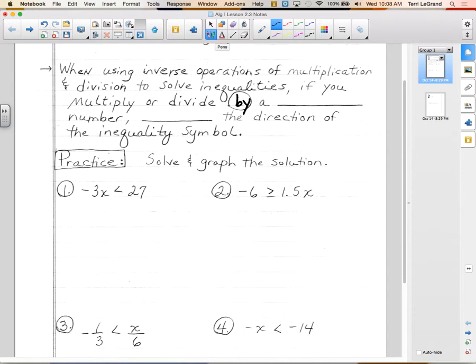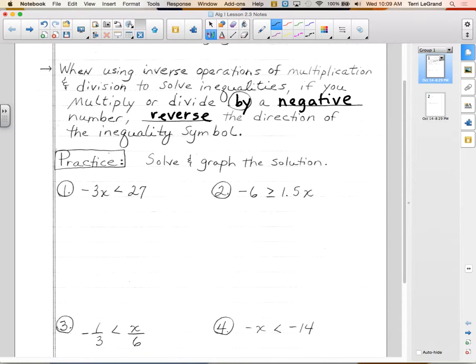Positive or negative? Negative. It's the negative that's a problem. Okay, so we didn't remember that from before, huh? If you multiply or divide by a negative number, what do you have to do to the direction of the inequality symbol? You have to flip it, reverse it. Let's say reverse the direction of the inequality symbol.